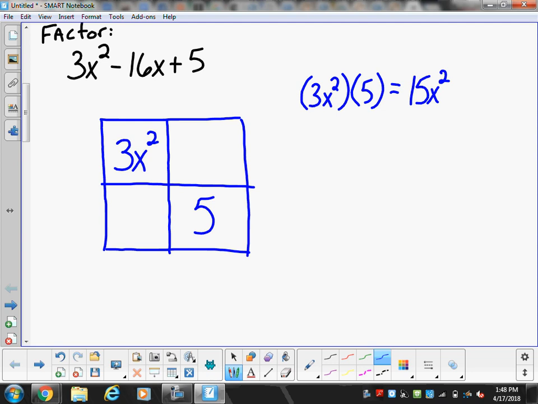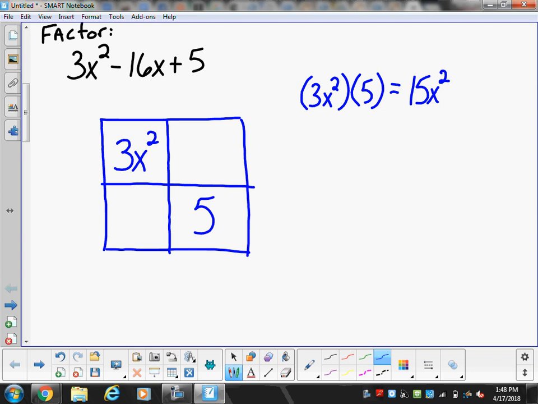Now, because I feel like I have to say this every single time, that squared right here is not with the 15. Do not multiply 15 times 15 or 15 to the second power. The squared is only with the x. Okay? So this is a reminder.